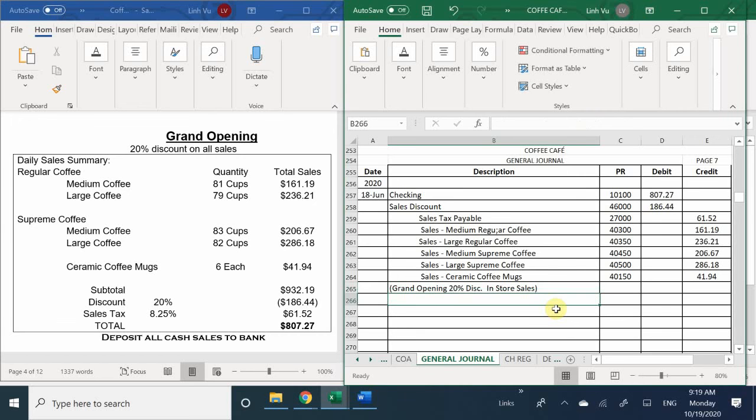Good. All right. Excuse me. Yes, I'm checking the subtotal. 932.19, and you got 993 something. Am I calculating differently?